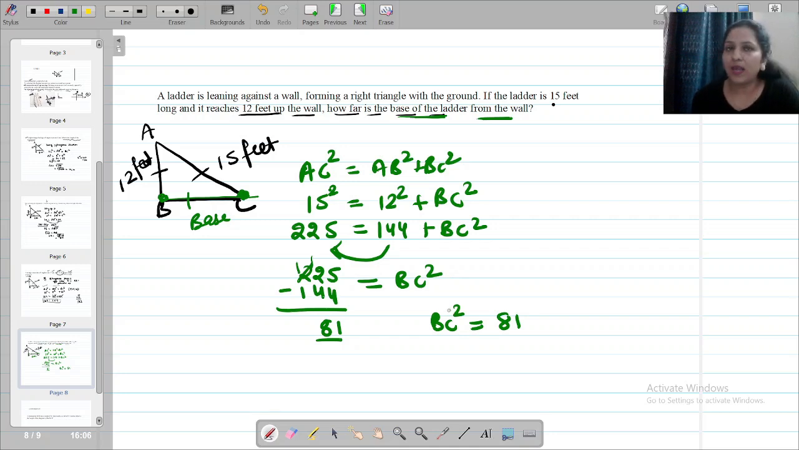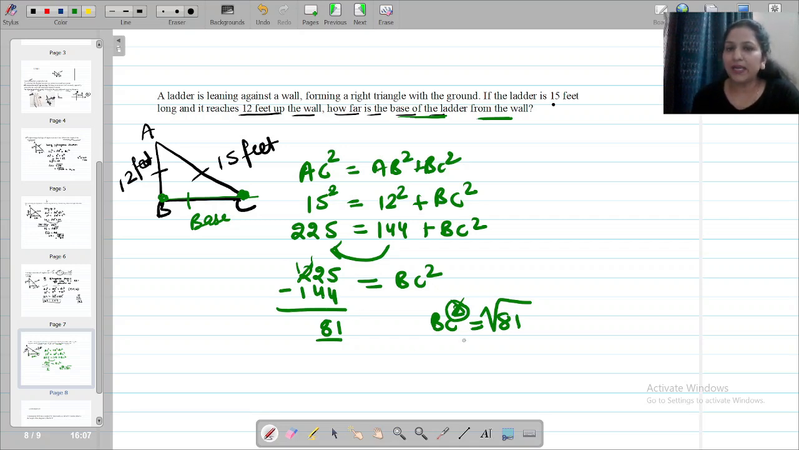It is a square. I don't need a square. I need just the base as a value. How do we remove this square? If I have to remove this square, it will go as square root of this number. Which two similar numbers multiplied will give me 81? Have a look. 7 into 7 is 49. 8 into 8 is 64. 9 into 9 is 81.